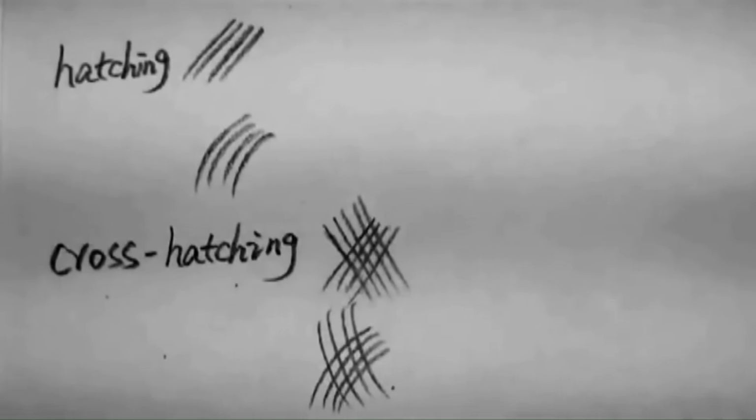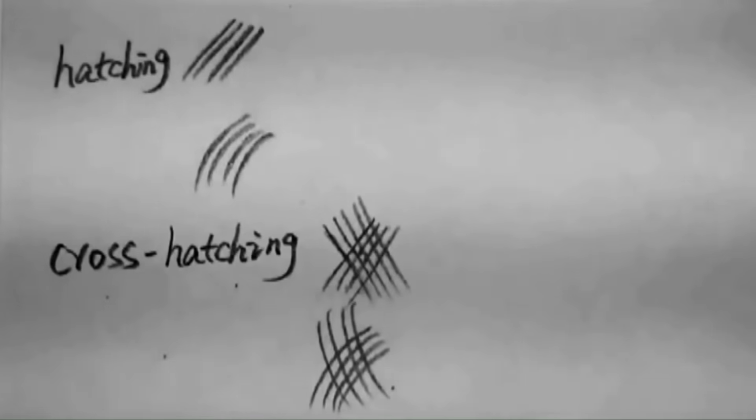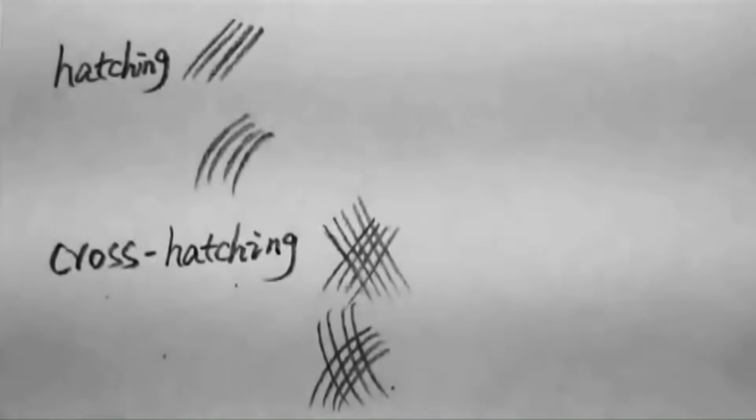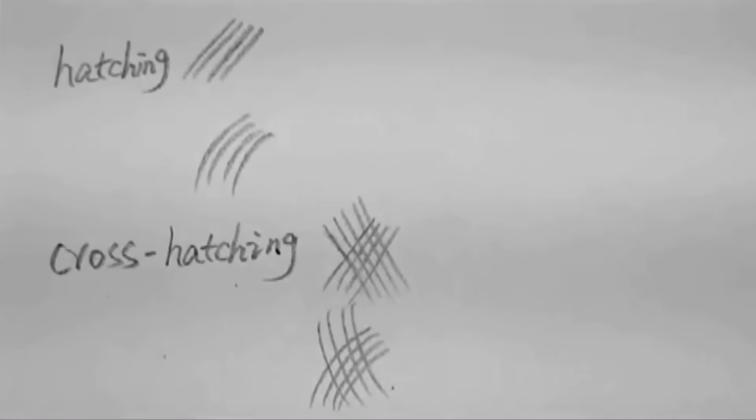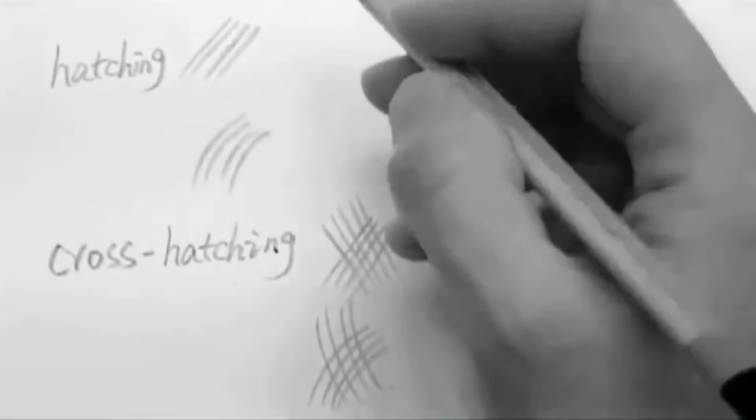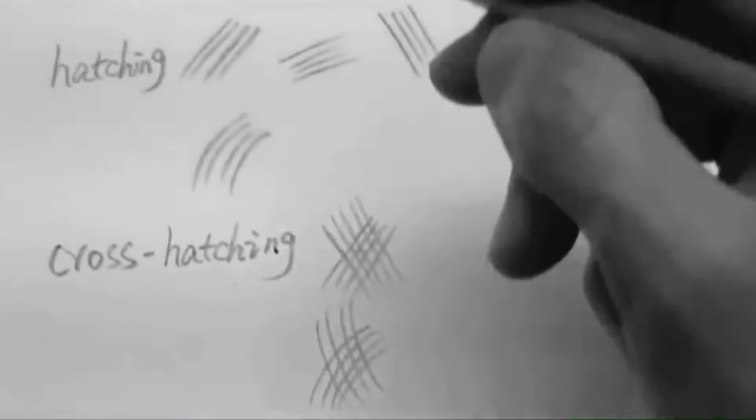Hi everyone, today I'd like to show you some pencil techniques. To shade, sometimes I will draw a series of straight lines that are more or less parallel. For example here, I can change the line's directions. I can draw this way or this way.